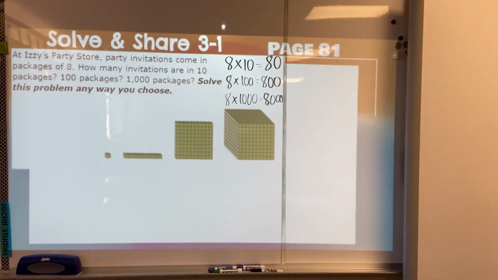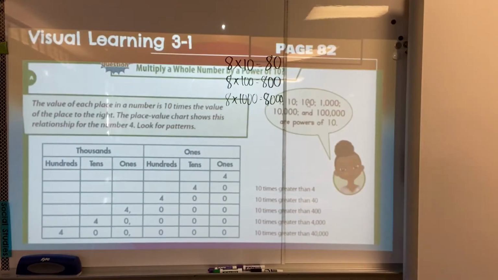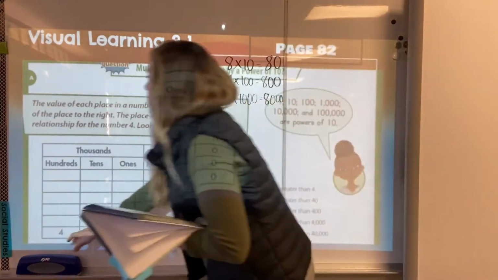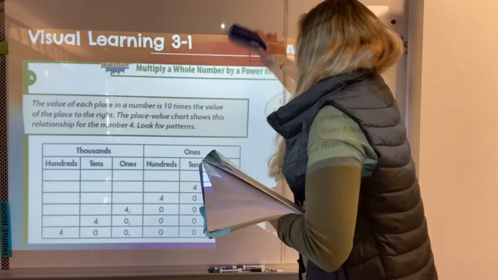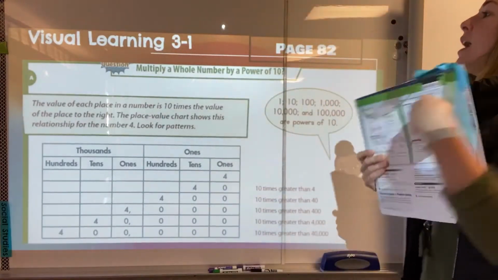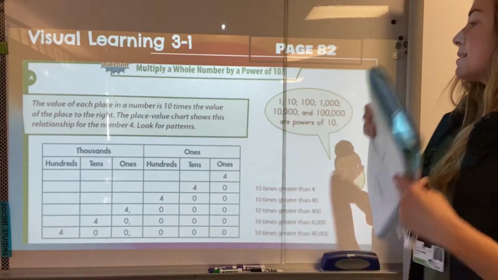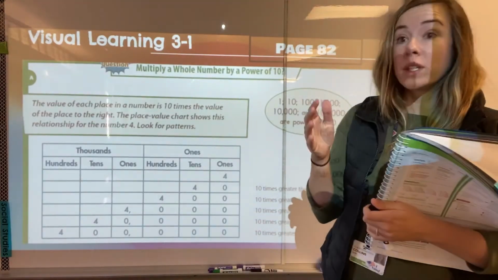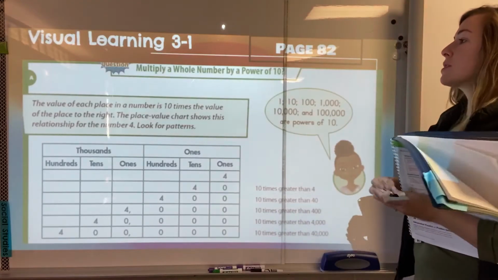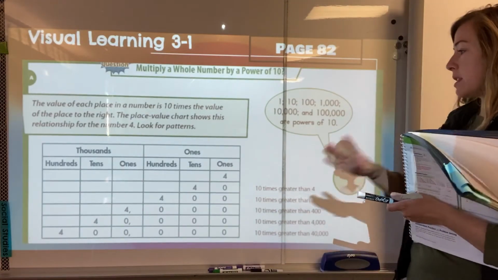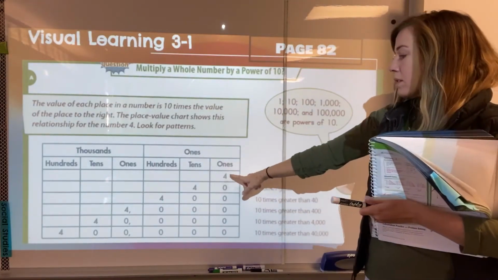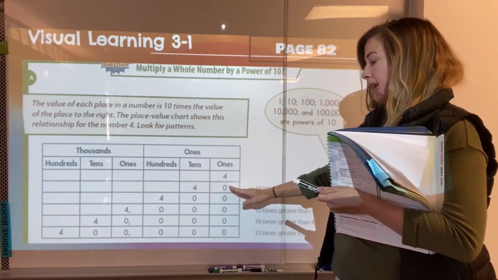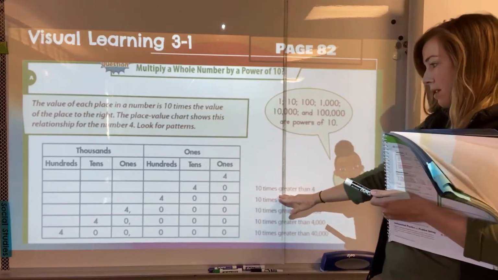Go ahead and flip over to page 82, and we are going to talk through our virtual learning bridge on here. So, the value of each place in a number is 10 times the value to the right, which is something we've been talking about all year. The place value chart shows this relationship for the number 4. Look at the pattern. So, our 4 starts in our ones place. It gets 10 times greater when it moves over to our tens, and we add a 0 in there. So this is 10 times greater than 4.